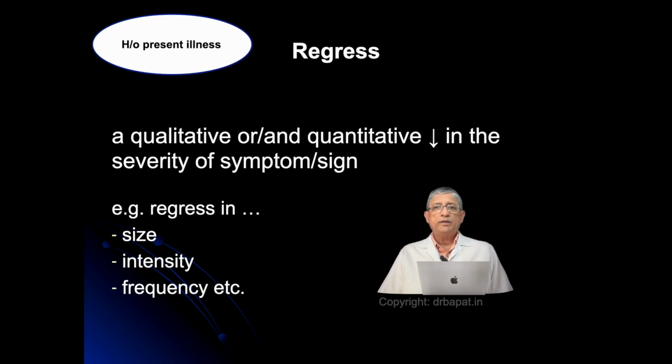Regress means a qualitative or quantitative decrease in the severity of symptom or sign with respect to its nature. For example, regress in size or intensity or frequency, etc. Size is the parameter applicable to a swelling, ulcer, etc. Intensity is applicable to pain. Frequency is applicable to, say, vomiting, diarrhea, urination, etc. Regress usually, though not always necessarily, suggests improvement in condition.